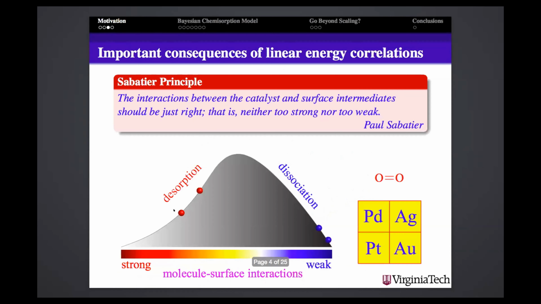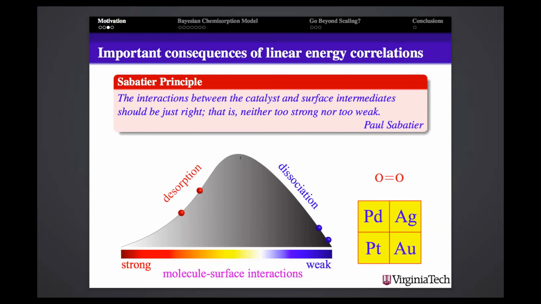One of the important consequences of this type of linear correlation is the Sabatier principle. Basically, the optimum catalyst is somewhere in the middle of the molecule-surface interaction energies. You don't want the adsorbate to bond too strongly, as that will be limited by desorption of the product. If you bond too weakly, then it has a hard time to activate a strong chemical bond. So you want something in between.